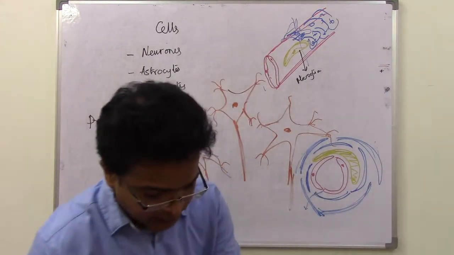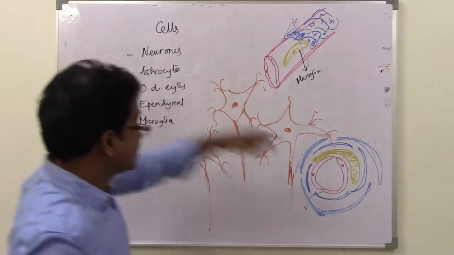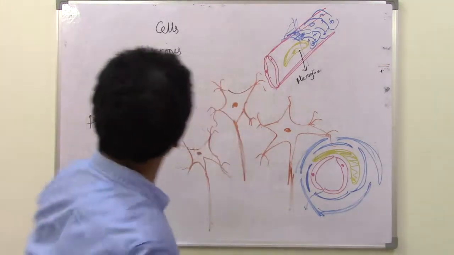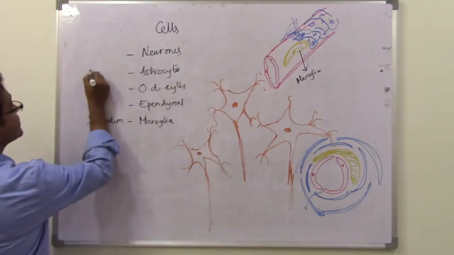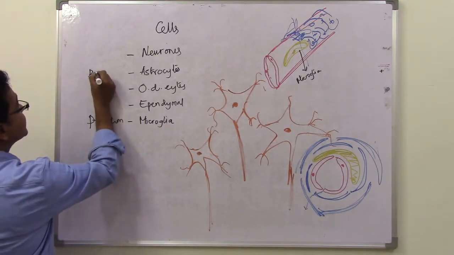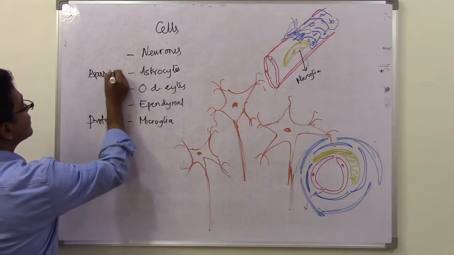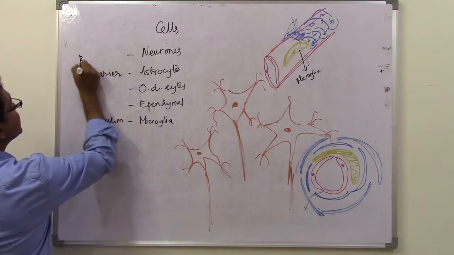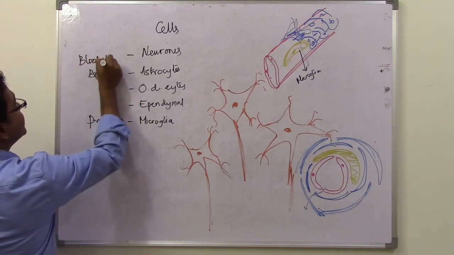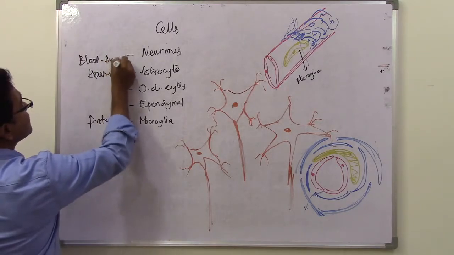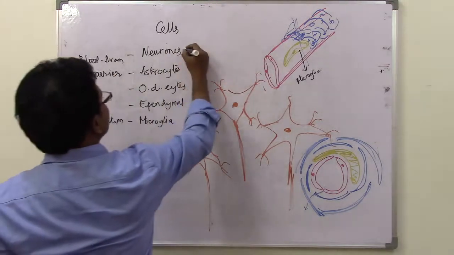Okay. So what are they doing? They are creating a barrier. Astrocytes creating a barrier known as the blood-brain barrier.